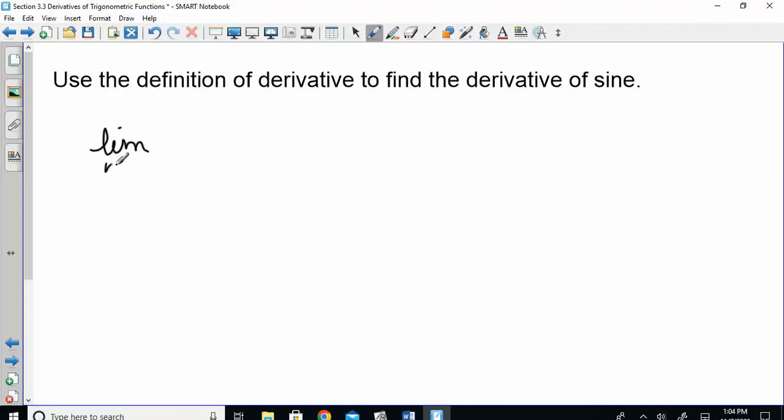So the definition of a derivative is the limit as h approaches 0 of f of x plus h minus f of x, all over h. So in this case, it would be sine of x plus h minus sine of x, all over h.